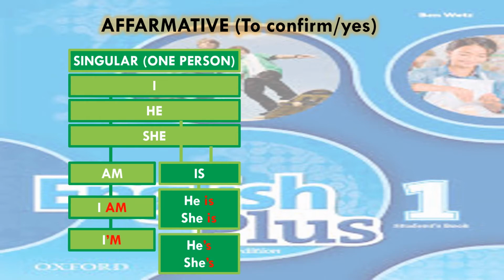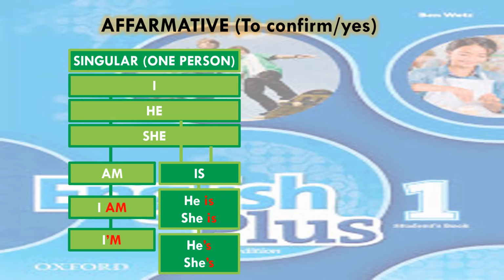So remember, when we use the singular pronoun I, he or she, and then it's followed by am or is, it means that we are saying yes to something. For example, I am 10 years old means that you are saying yourself you are 10 years old. You are agreeing. You say yes, I am 10 years old. It's the same thing with is. For example, he is handsome means you agree he is handsome, right? She is beautiful means that you agree she is beautiful.